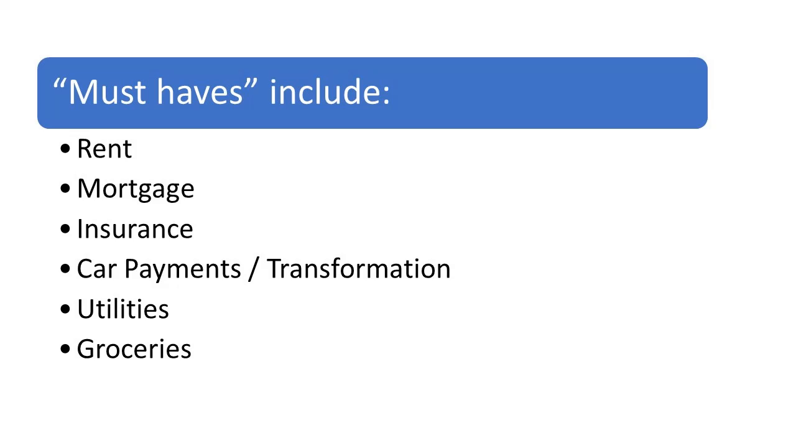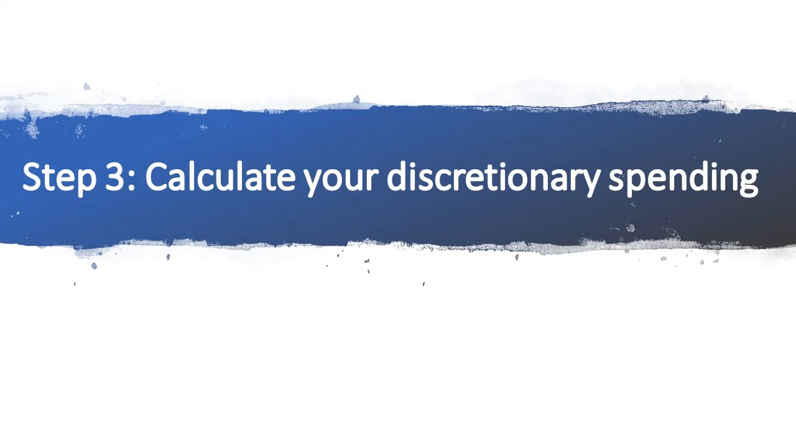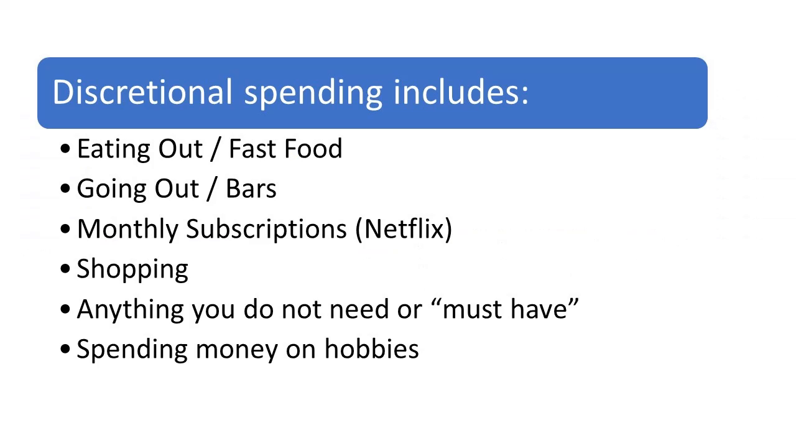The final step in creating your budget is to calculate your discretionary spending. This includes eating out, getting Starbucks every morning, fast food, going to the bar for drinks with your friends, buying clothes and online shopping, and all those monthly subscriptions like Netflix and Amazon Prime.